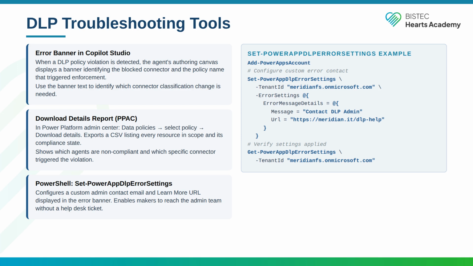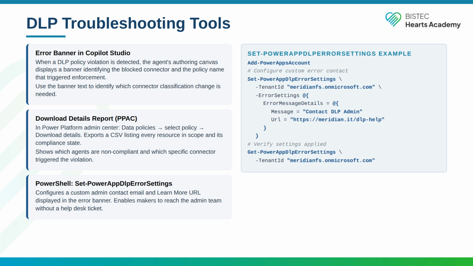The error banner shows you one agent's problem. The Download Details report shows you the entire affected population in a single export. This is the audit artifact you need for governance reviews and for evidence when regulators ask about DLP compliance posture.